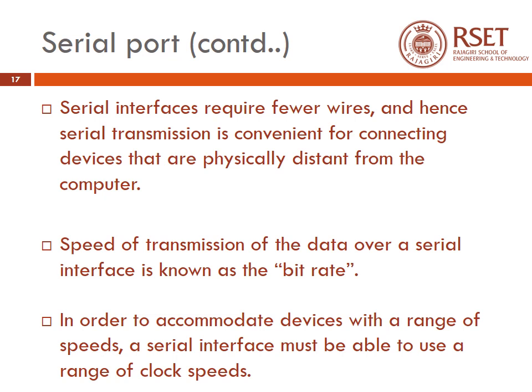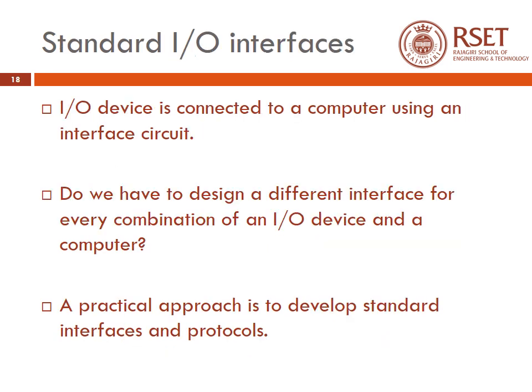Now in order to accommodate devices with different ranges of speeds, a serial interface must be able to use a range of clock speeds. That is, different devices may have different speeds. So depending on the speeds available, the serial interface must be able to adjust and work accordingly.